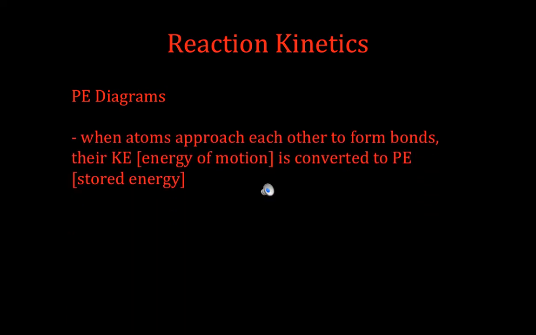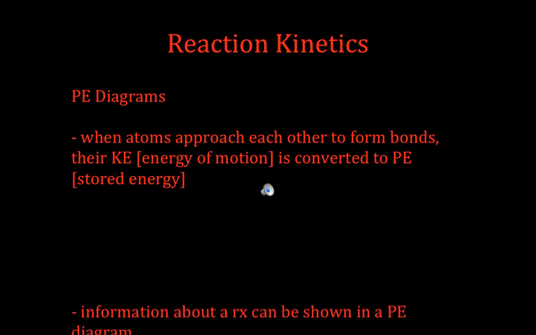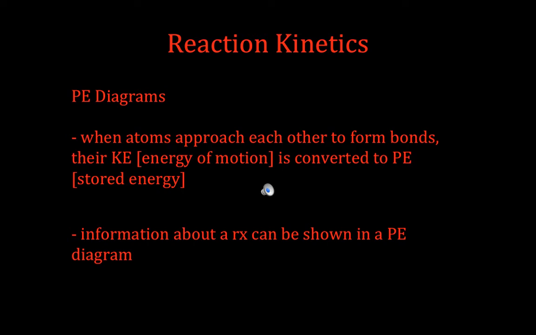When atoms approach each other to make bonds, they're moving rapidly. That means they have lots of kinetic energy. But as they start interacting with other atoms, they're going to slow down, and that kinetic energy is going to change to potential energy. And it turns out this kind of information, these changes in energy, can be shown on a potential energy graph.